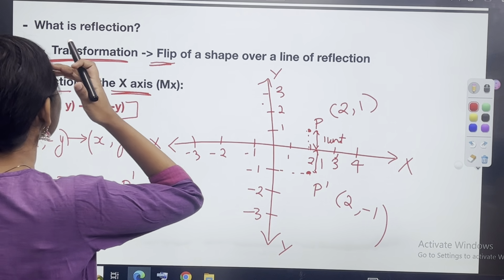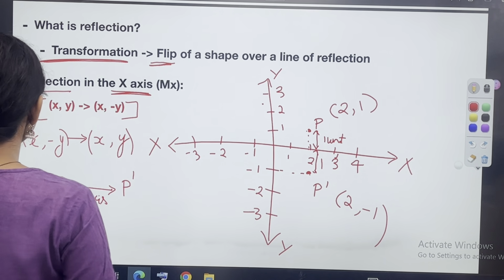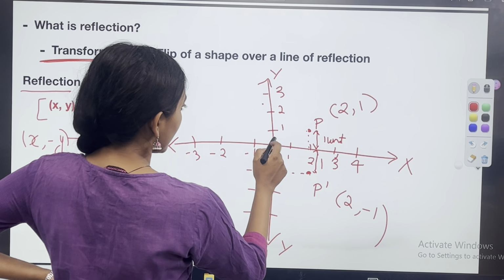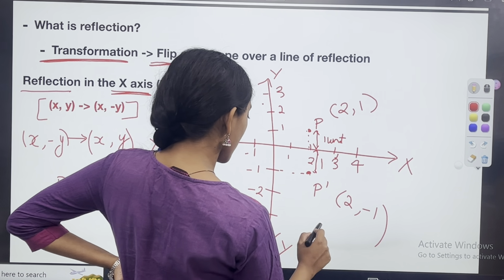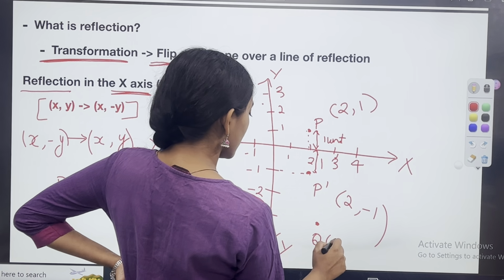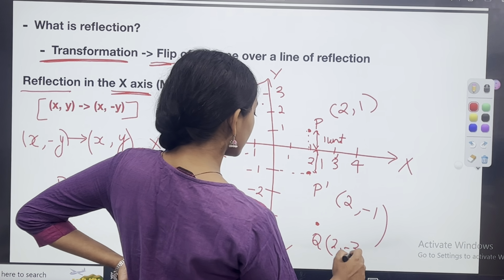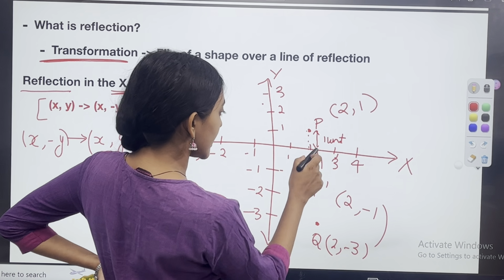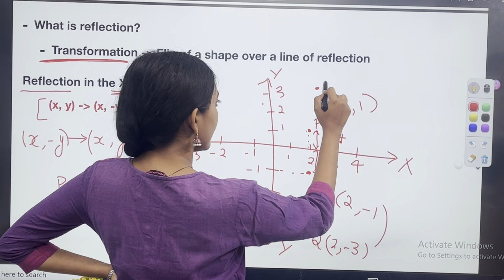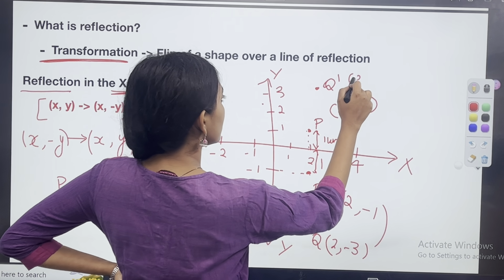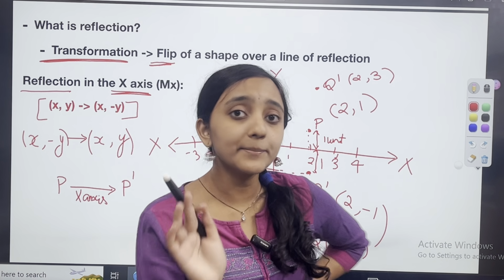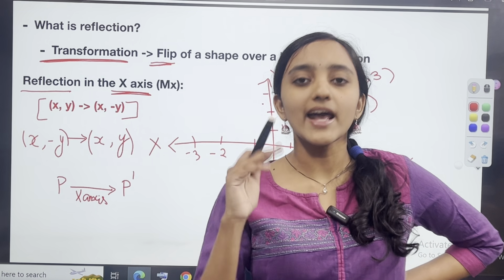Okay, let's continue. Should I give you another example with this? So for example, x comma minus y, let's take a point. So I'm taking a point here and I'm calling it q. So the point is 2 comma minus 3. When it gets reflected along the x-axis, what is the distance here? 3. So this side also the distance will be 3 and the point will be q dash 2 comma 3. That is what happens in reflection along the x-axis.